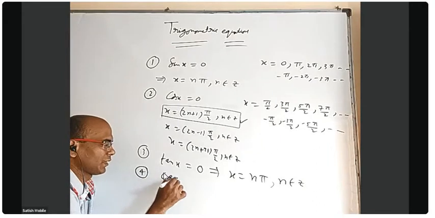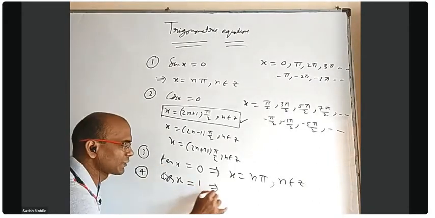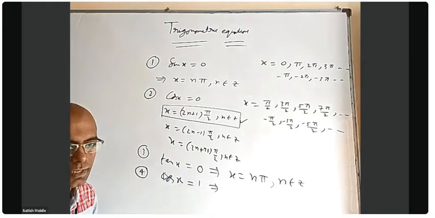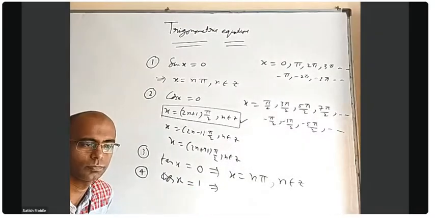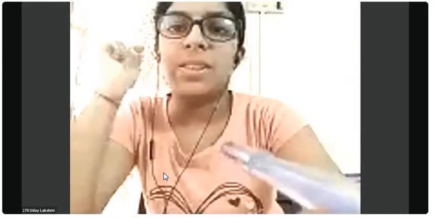Let us see if somebody can come up with correct solution for this. Cos x equal to 1. First, tell me some examples for this. Then tell me general solution. 0. Okay. Next. 2 pi. Pi is not okay. Why not? We get minus 1. Yes.